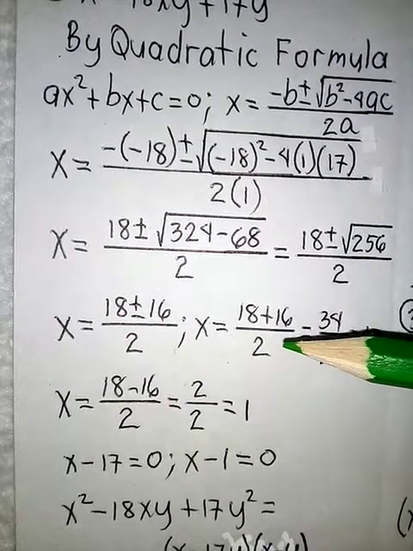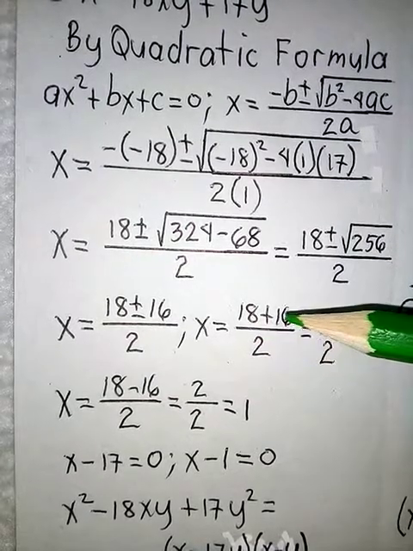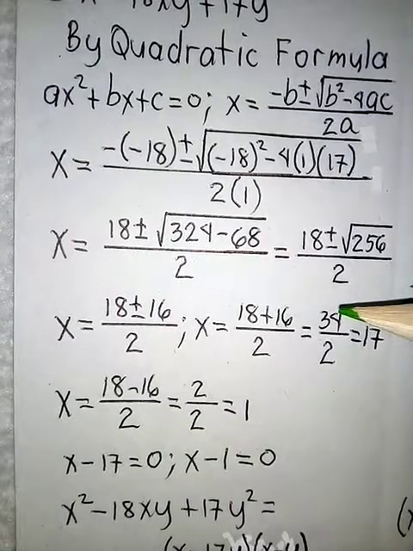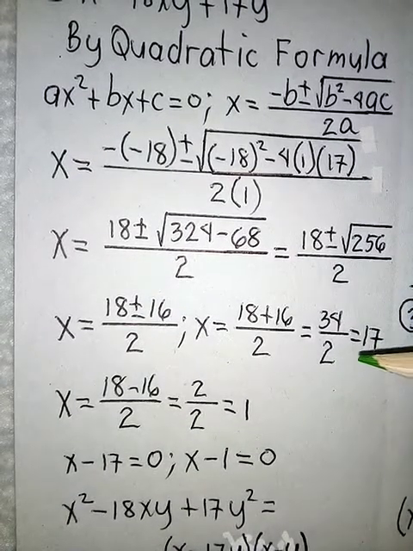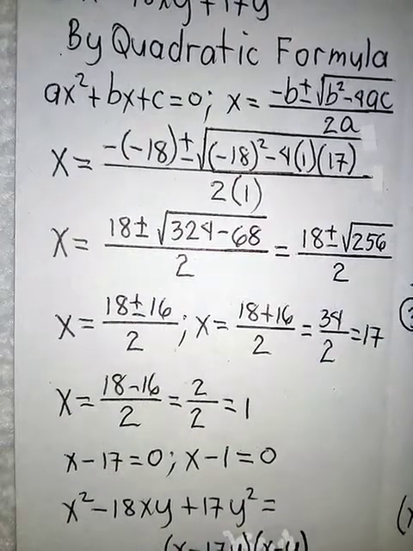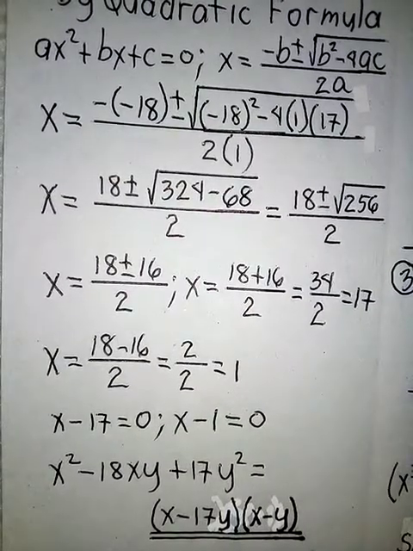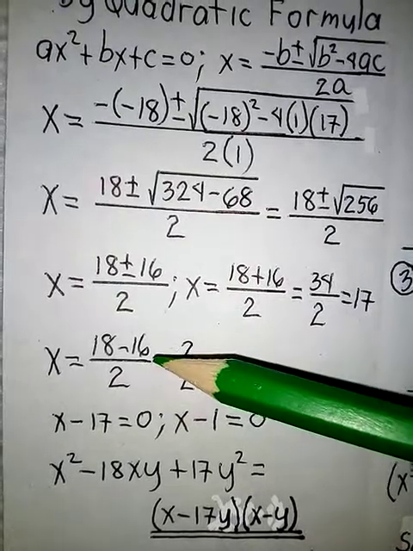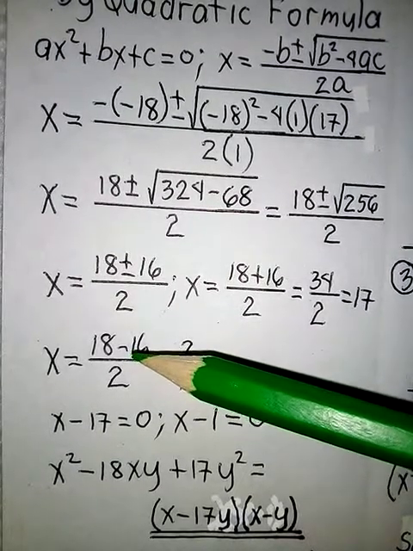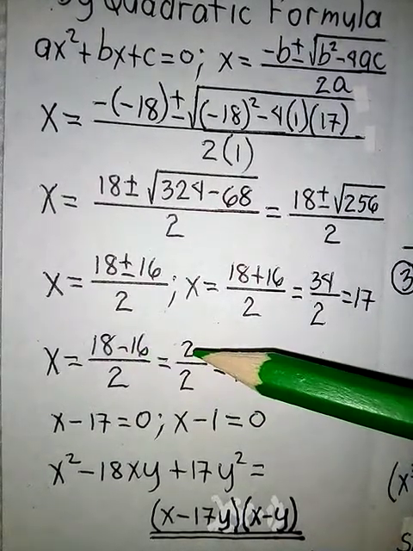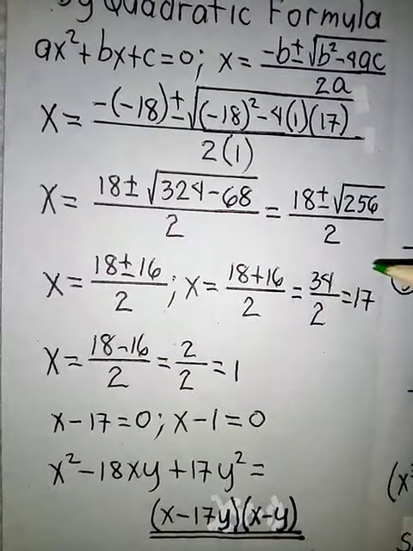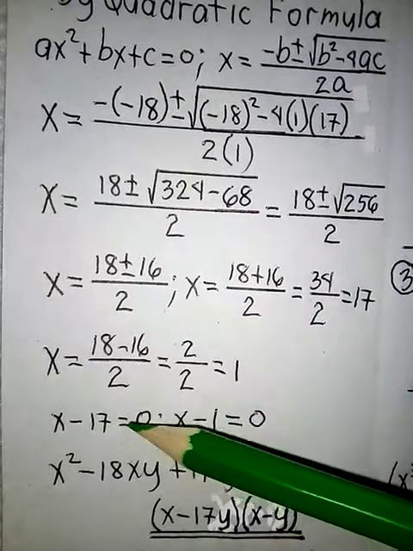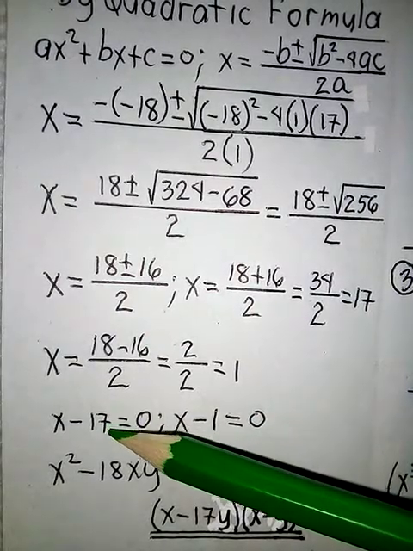So first we have x is equal to 18 plus 16 over 2. 18 plus 16 is 34, over 2 is equal to 17. And then we have x is equal to 18 minus 16 over 2. 18 minus 16 is equal to 2, and 2 over 2 is equal to 1. So therefore, x is equal to 17, or x minus 17 is equal to 0.